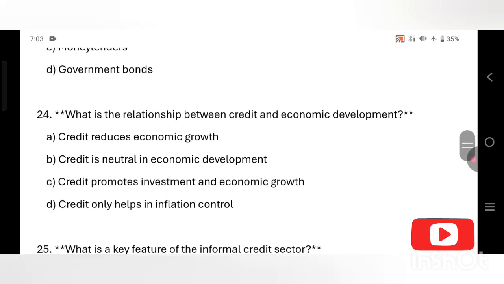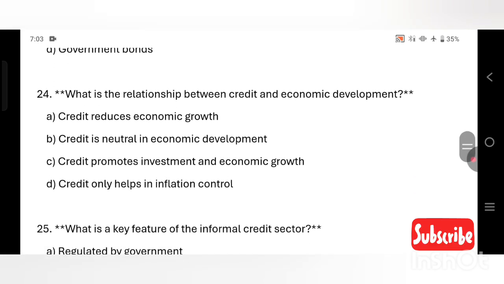Next question 24. What is the relationship between credit and economic development? Option A, credit reduces economic growth. Option B, credit is neutral in economic growth. Option C, credit promotes investment and economic growth. Option D, credit only helps in inflation control. Correct answer is option C, credit promotes investment and economic growth.